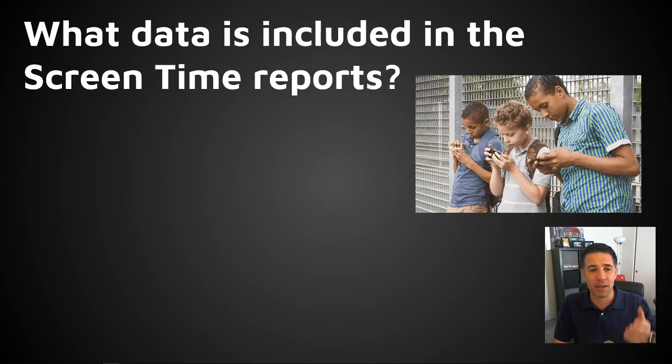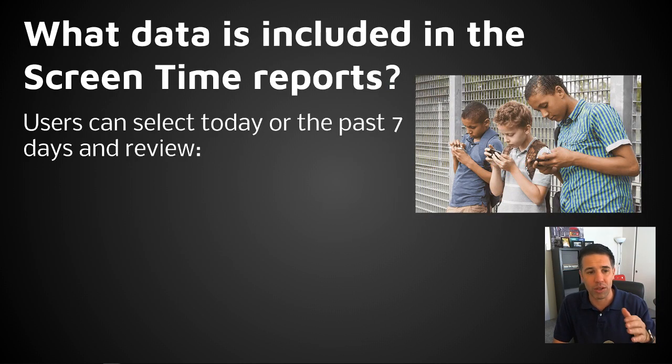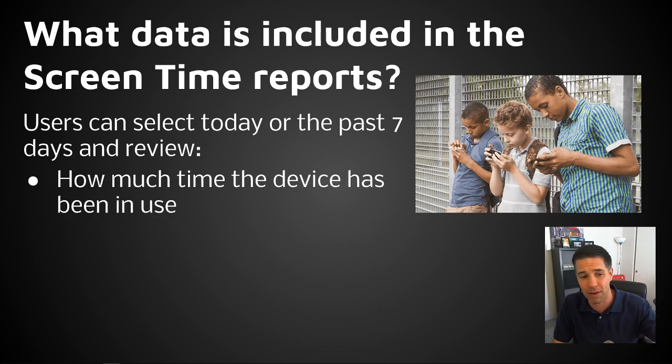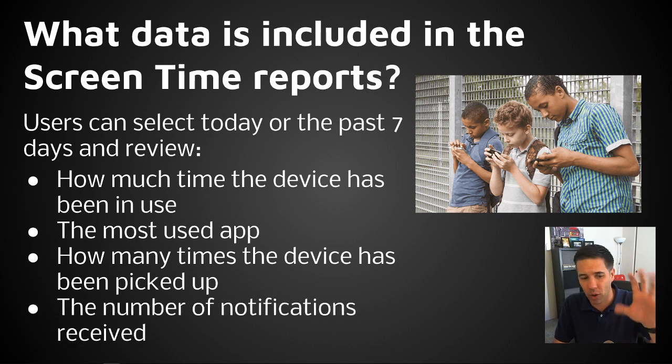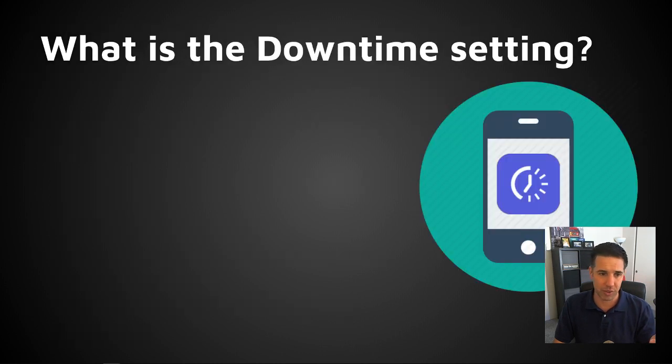Now, what data is included in the screen time reports? Well, users can select today or the past 7 days and review how much time the device has been in use, the most used app, how many times the device has been picked up and unlocked, it's crazy, and the number of notifications received.